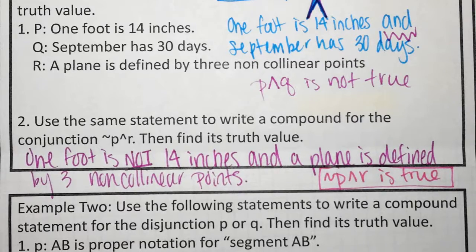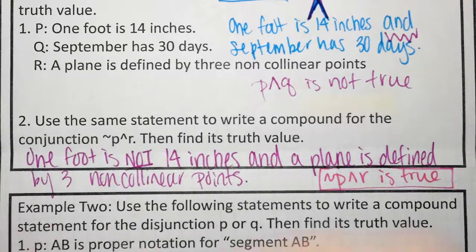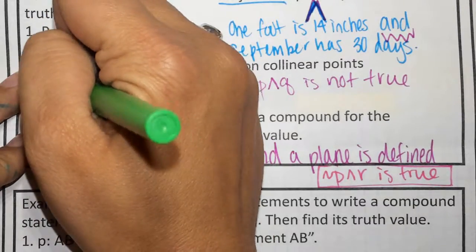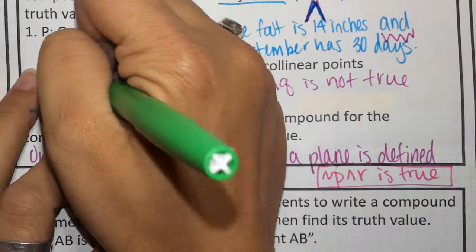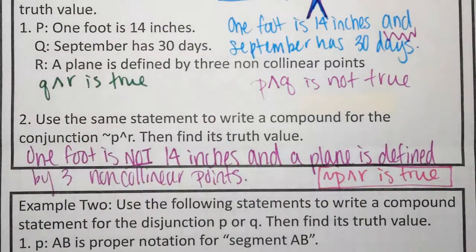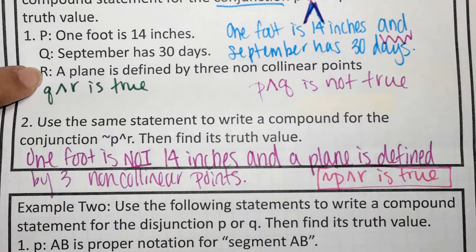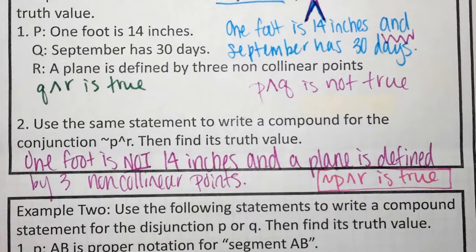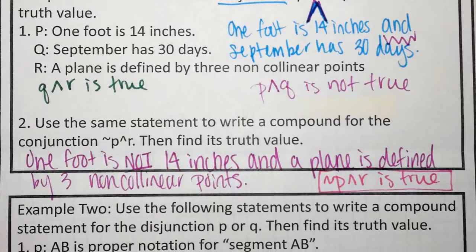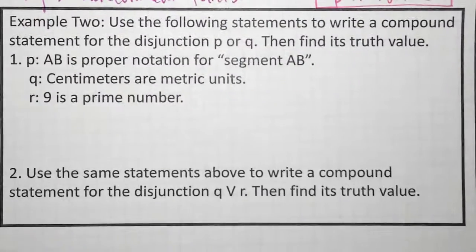So we're saying Q and R now. What would be the truth value of that? It's true. Why is it true? They both have to be true for the conjunction to be true. Good job. Take a point. All right, let's look at example 2.